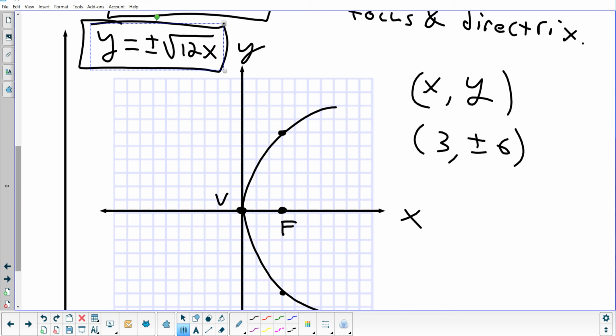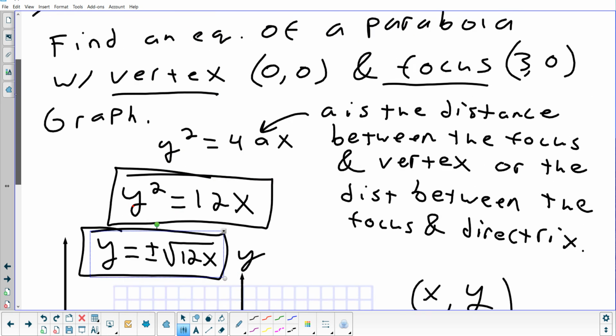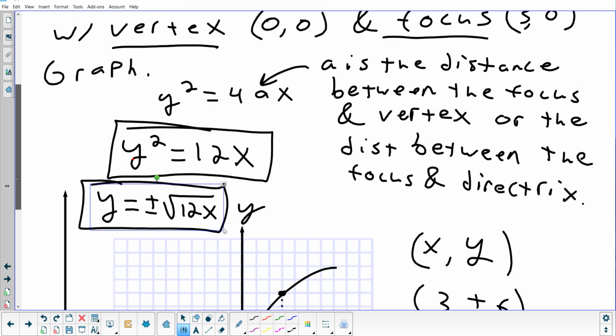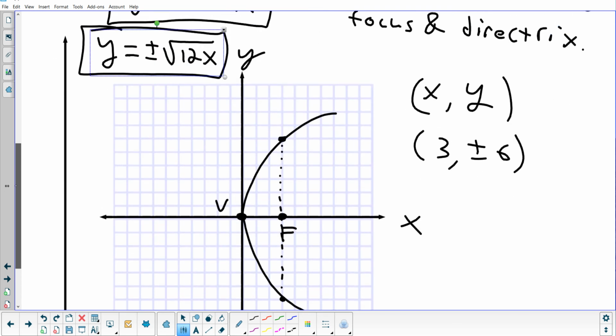And we did happen to find the 2 points that lined up with the focus. So this distance right here would be the focal width. And it's 12. The focal width is actually always 4 times A. In this case, A was 3. We don't have to know that, but that's what it is. Okay, questions on our equation or the sketch?